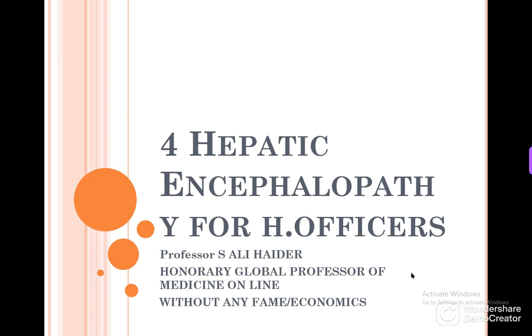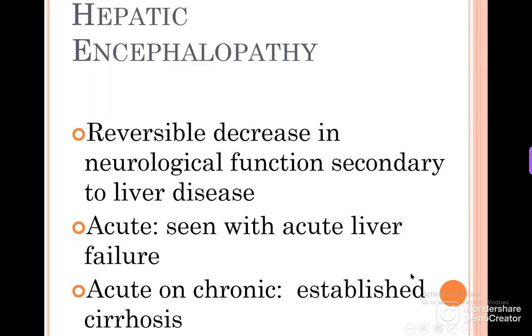Now, what is this hepatic encephalopathy? They said that it is a reversible decrease in the neurological function secondary to liver disease. If it is liver disease, it is called hepatic encephalopathy. If it is uremia, it is called uremic encephalopathy. If it is metabolic, it is called metabolic encephalopathy. If it is hypertension, it is called hypertensive encephalopathy.